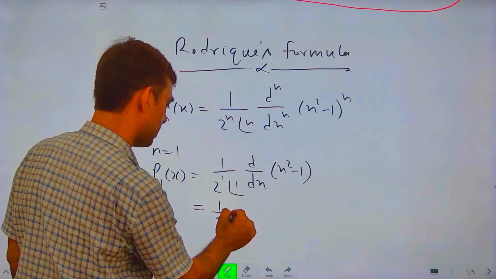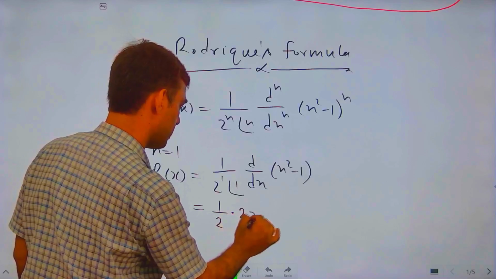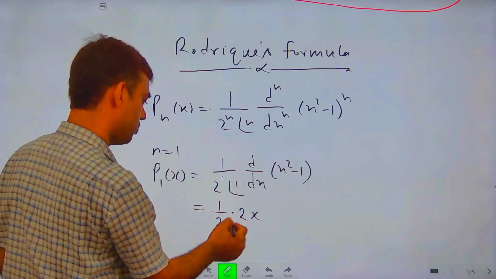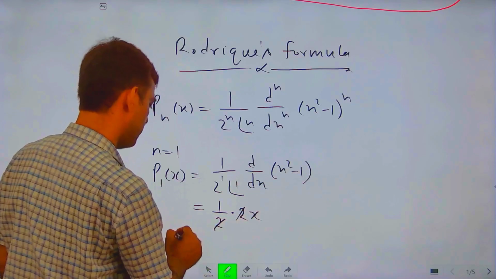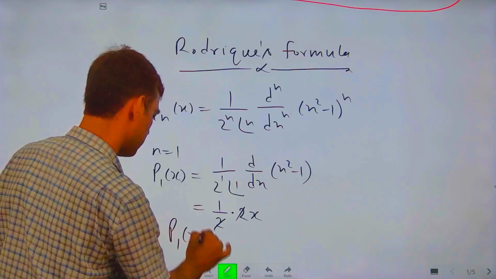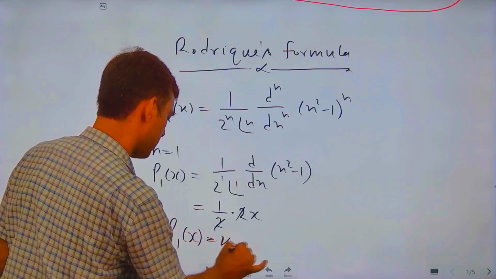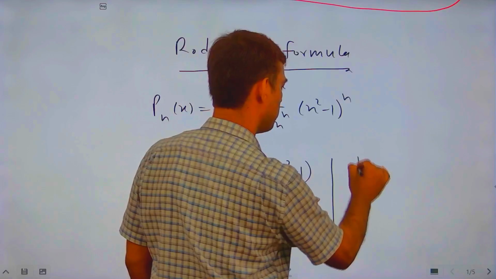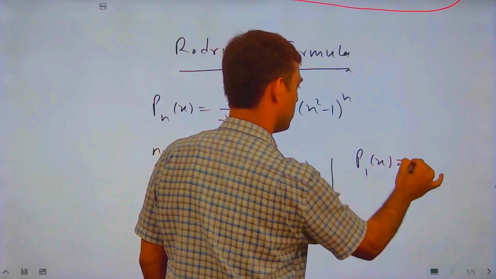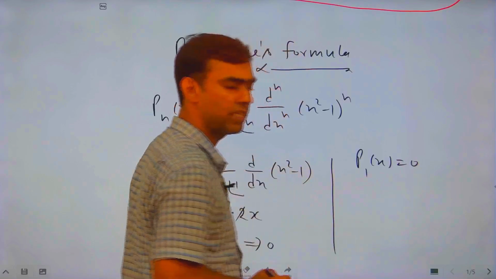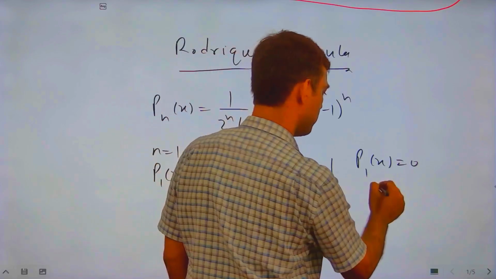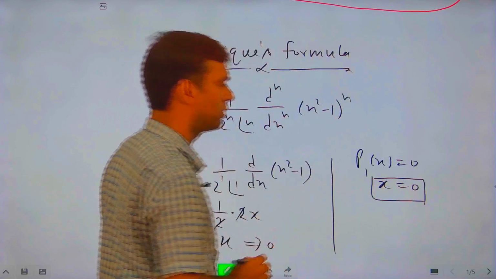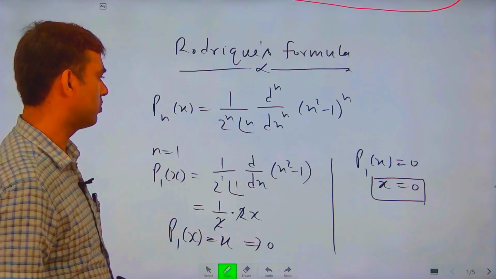If we simplify, d by dx of (x squared minus 1) to the power 1 is 2x, and the 2 cancels out. So P1(x) is x. If we put P1(x) equal to 0, the values of x are nothing else but the nodal points. So here P1(x) is x equal to 0. So what is the nodal point? The nodal point is x equal to 0.